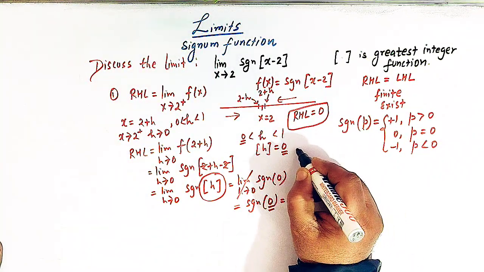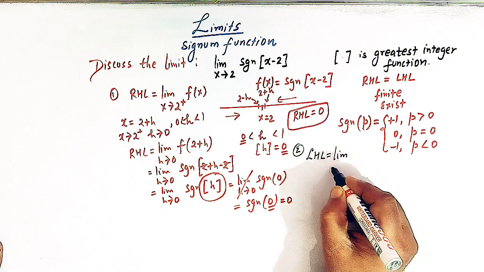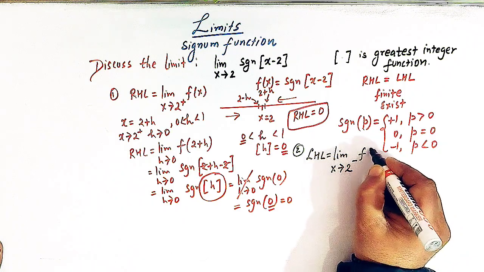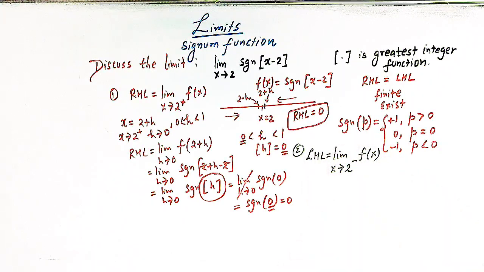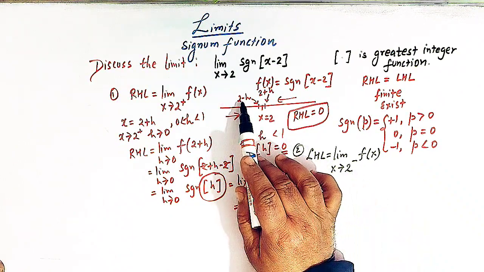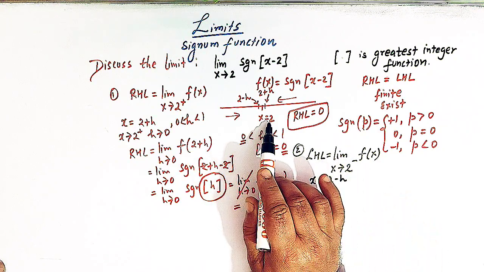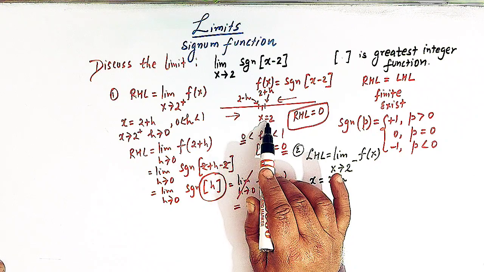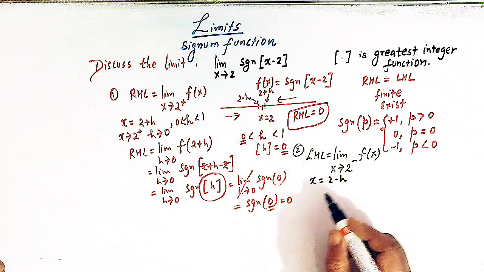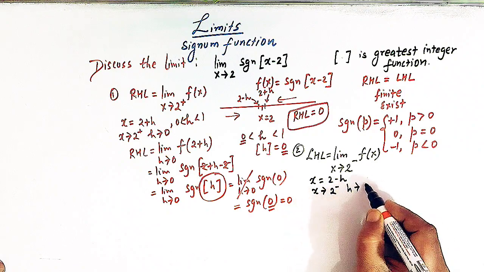So the notation for the left hand limit is given by limit x tends to 2, and here we put a negative sign, and here we have f of x. So now we take x is equal to 2 minus h, because in this case we are approaching towards x is equal to 2 from the left of x is equal to 2. So all the values of x should be less than 2, right? And when x approaches 2, then h tends to 0.